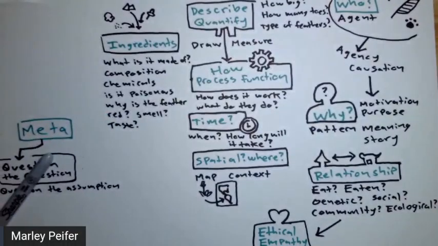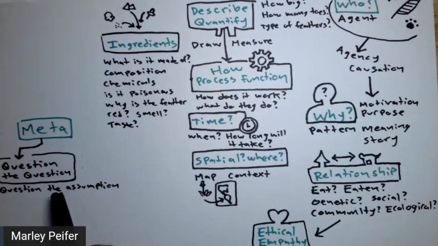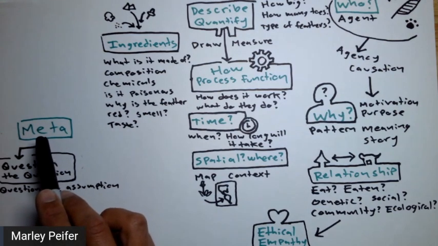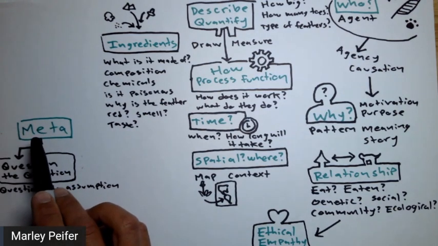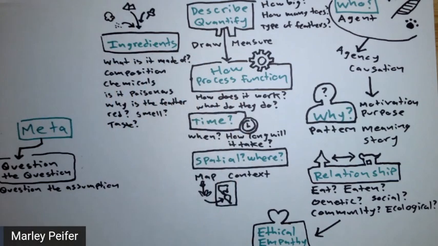I hope you did well on that little quiz and didn't get too stressed out. Now, questioning the assumptions is an example of meta questions. Meta just means above or over in Greek. And the next one is questioning the context.